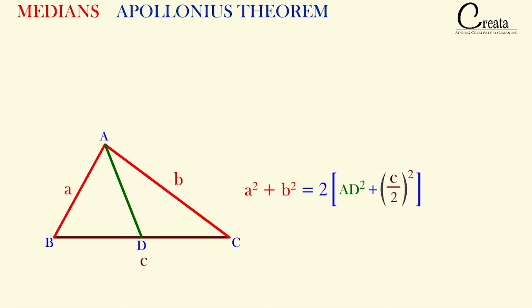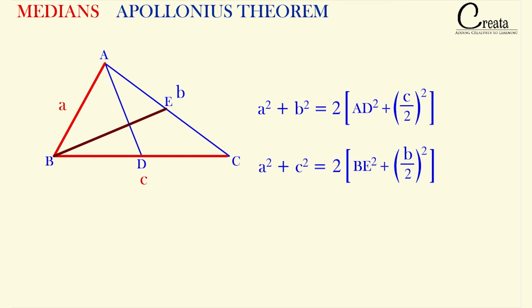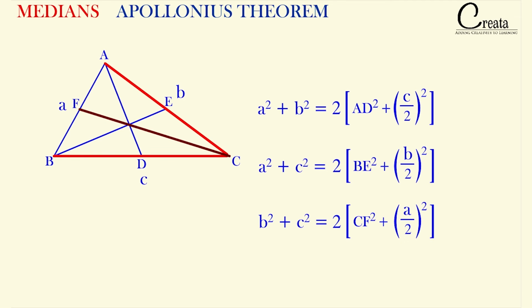Here AD is the median. We have taken two sides A and B, and the median that we have taken, AD, is between these two sides only. If we take side A and side C, then we have to take the median BE. Then this relation will change. That will be A squared plus C squared is equal to 2 times (BE squared plus (B/2) squared). If we take the third median as CF, then the relation will be B squared plus C squared is equal to 2 times (CF squared plus (A/2) squared). These relations are known as Apollonius theorem.